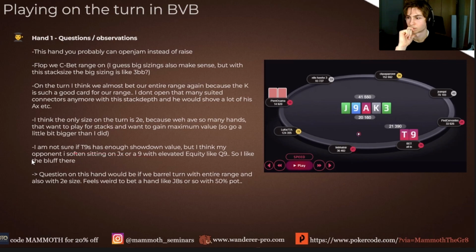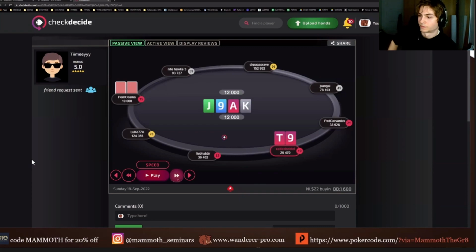And on the river, so the question was, do we barrel the turn? Do we barrel the turn with the entire range? Yes, we do. And 2e size is also correct, but you see that on the river you decided to, I think, check. Let me see. Or maybe you barreled off. Yes, you barreled off, but I wasn't sure.